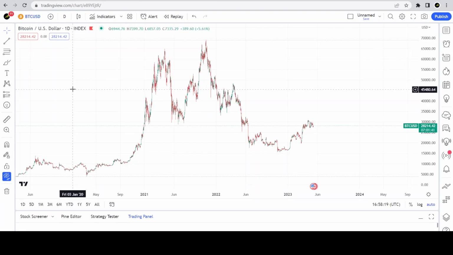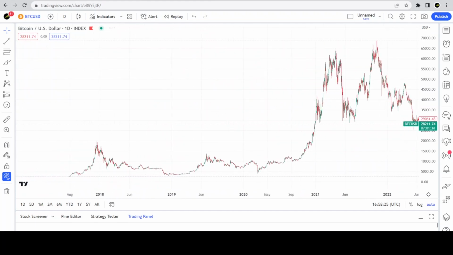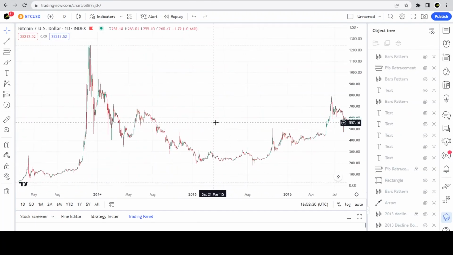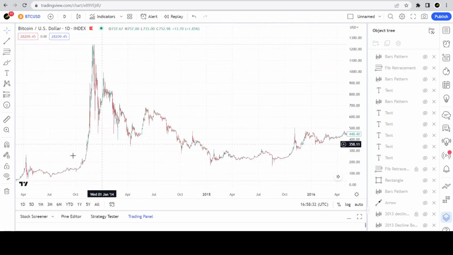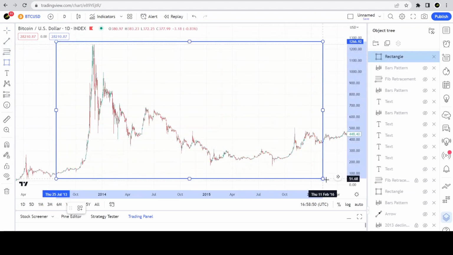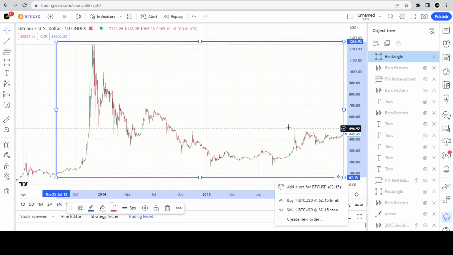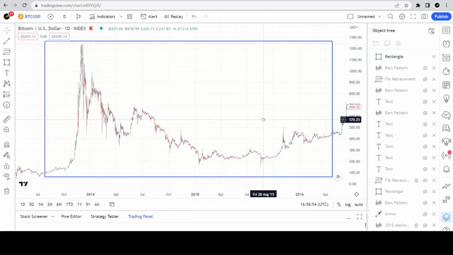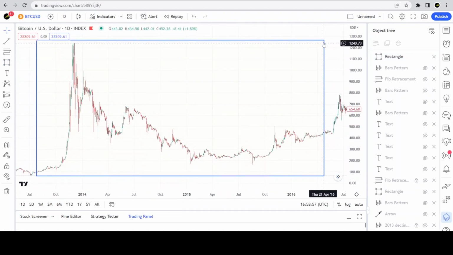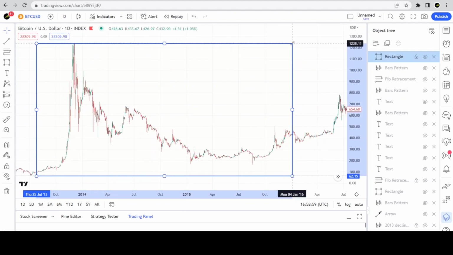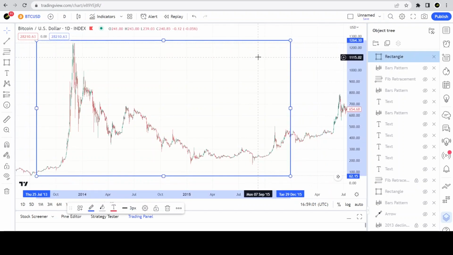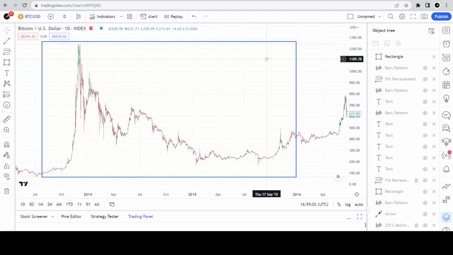Now, if you go back to 2013, the 2013 decline, let's go back and take a look at that. Okay, so here we are back in the 2013 decline, and if you take this entire structure here, and copy and paste it onto today's chart, you'll see that it is actually a fairly good guide for what has been taking place on today's chart.